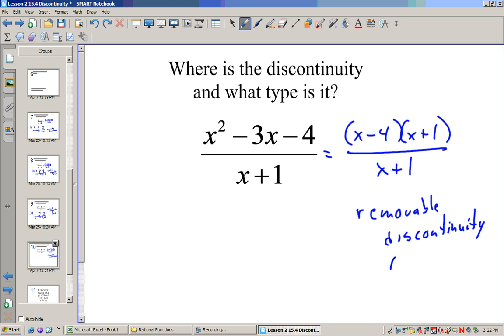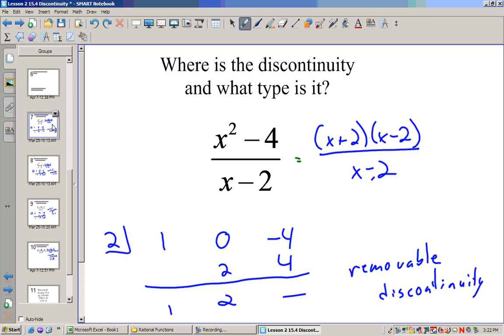Now, the value of that removable discontinuity would be at negative 1, and if I would cancel these out, this isn't necessarily equal to x minus 4, but it would resemble the y equals x minus 4 graph, except for at negative 1. So if I put in negative 1, negative 1 minus 4 would be negative 5. So my removable discontinuity is whatever would cancel this out, so negative 1. If that gets plugged into the remaining function, that will give us our y value of our removable discontinuity.